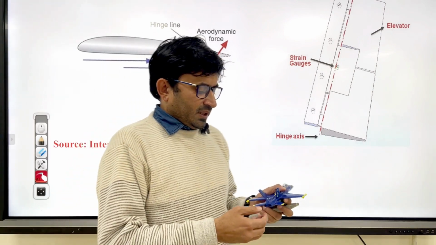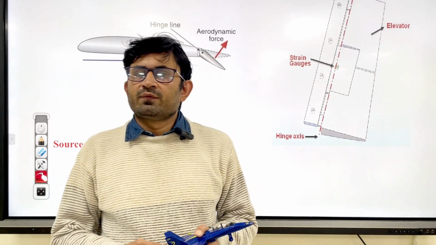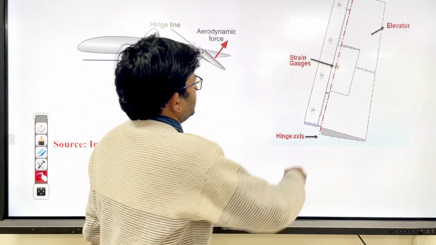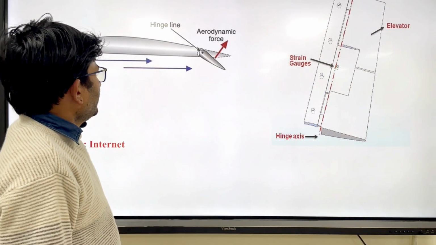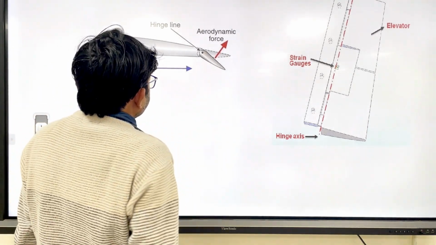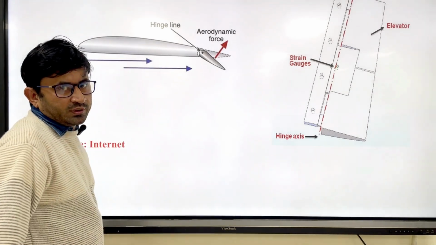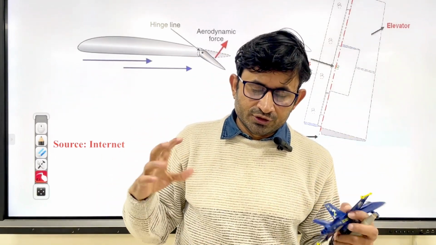Now, if it is attached to the horizontal surface, then some hinge line is always there, right? You can see in this figure there is a hinge line where you have attached it. When you deflect the elevator, whether downward or upward, there will be an aerodynamic force. That force will produce a moment about this hinge line, which is called the hinge moment.